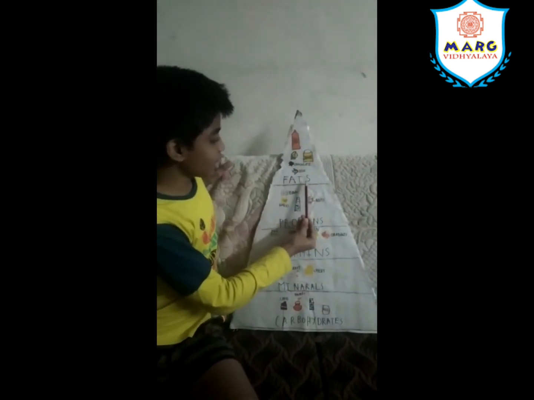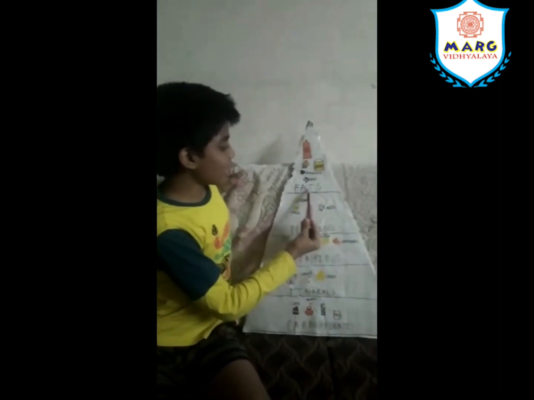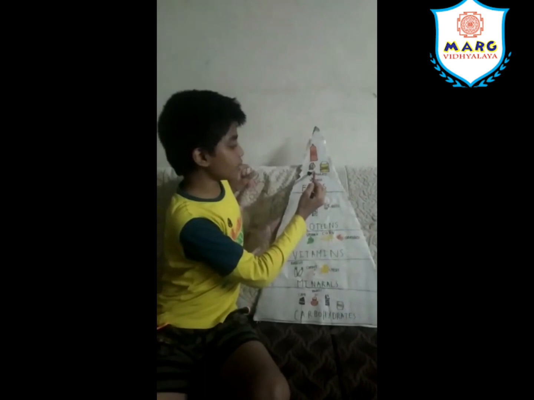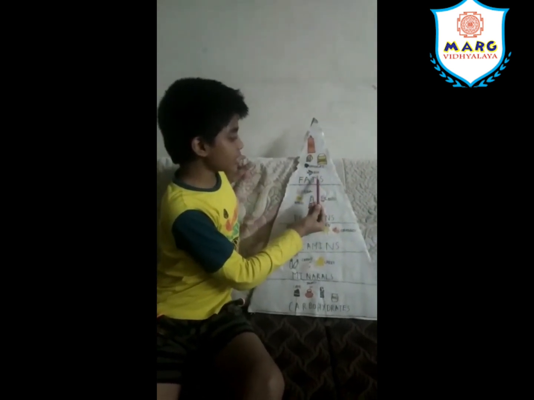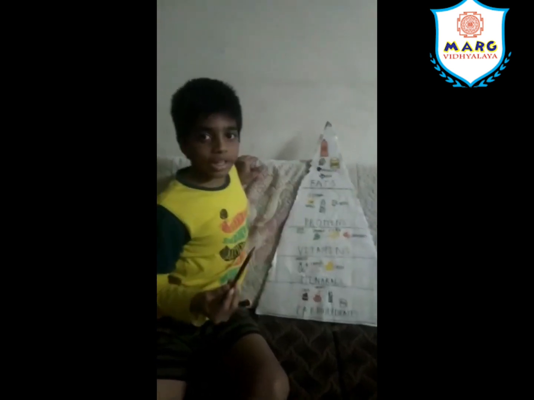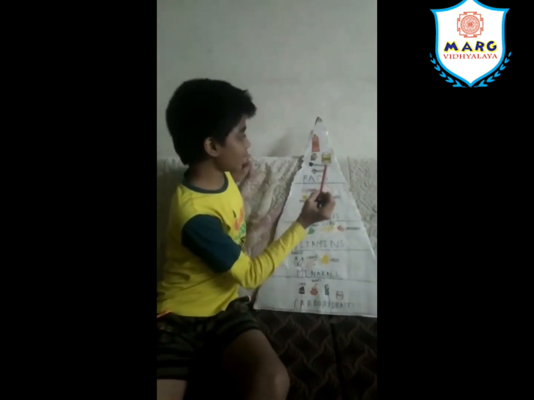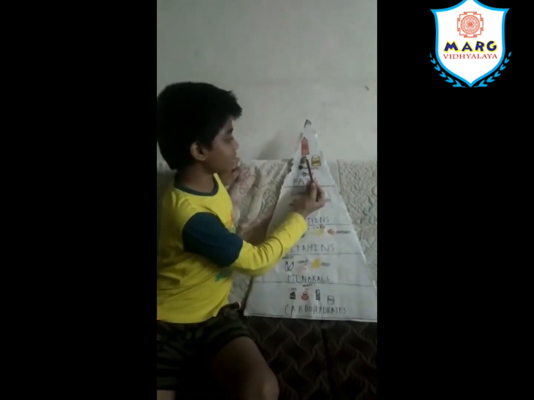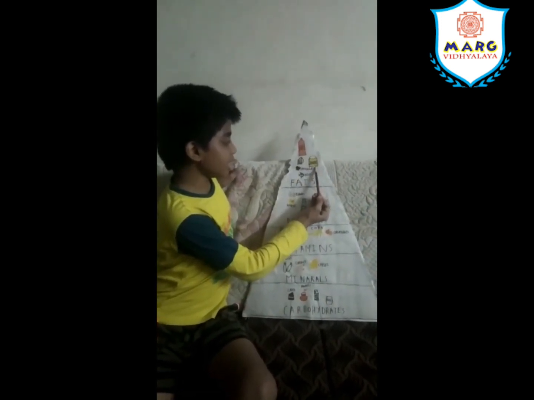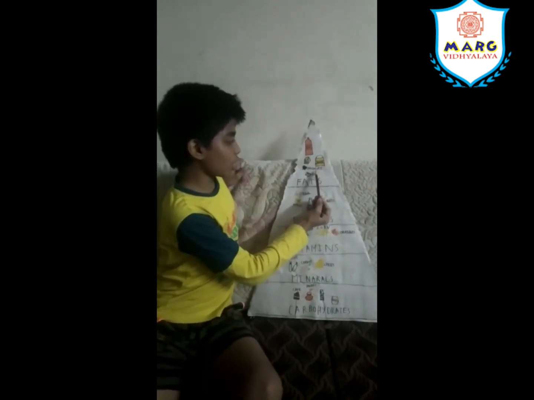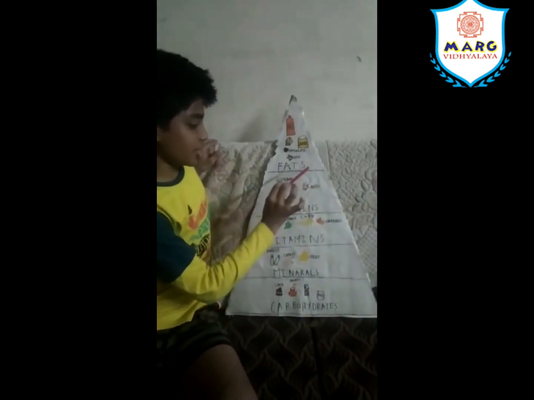First, we will see about fats. Fats are the main component for our body because this component gives more energy to our body. The examples for fats are oil, ghee, butter, chocolate, even fish.